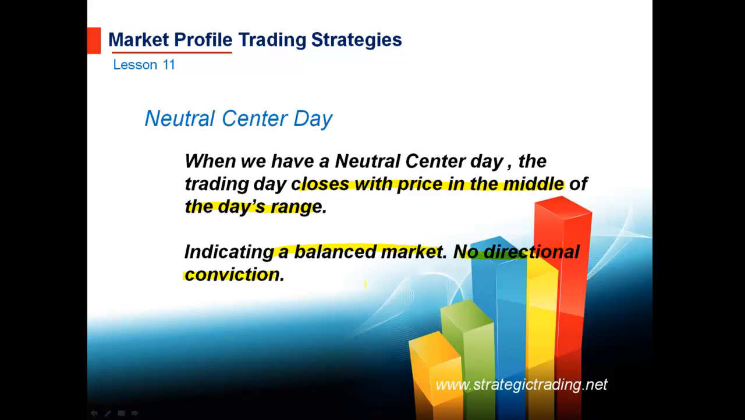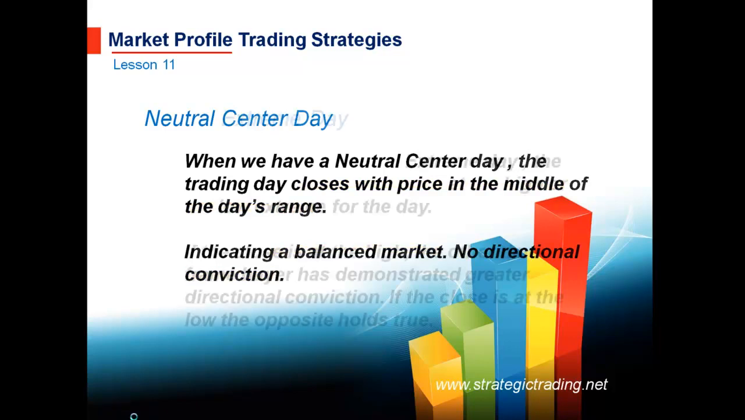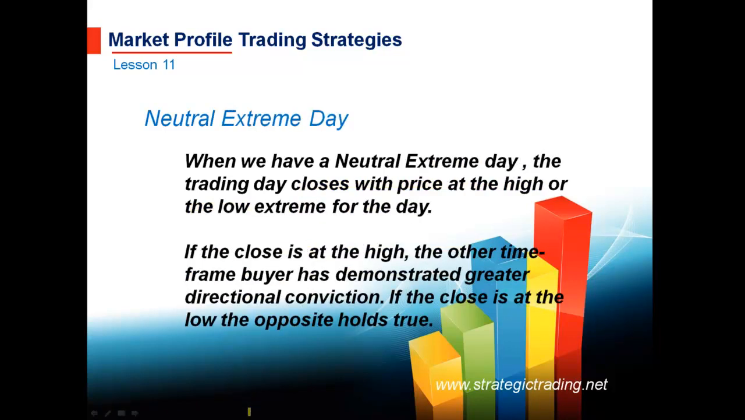Really, we had a neutral day and we ended up with a neutral day. No directional conviction whatsoever. However, a neutral extreme day tells a very different story and gives us a different picture. What we will find immediately is the trading day will close with price either at the high or the low extreme of the day. So the neutral extreme day actually gives us some sort of a directional conviction. We are not neutral anymore at the end of the day. We're either moving higher or we're moving lower.